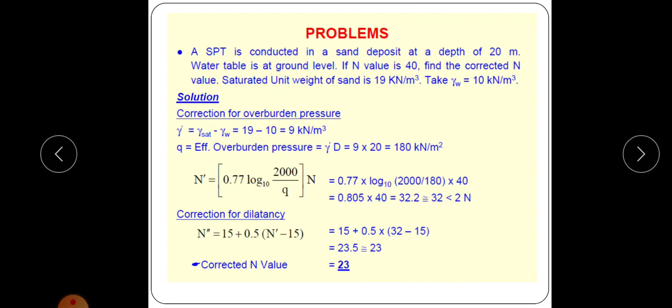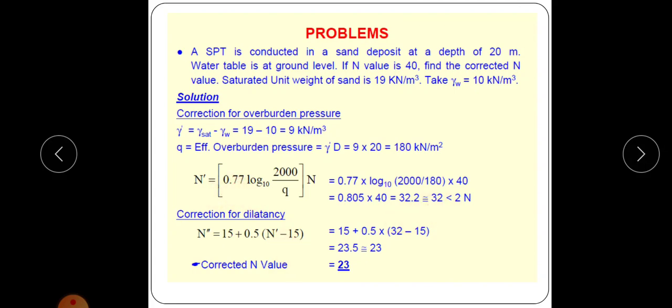Next we have to do the next correction, that is the correction for dilatancy. So we have done the overburden correction. Now our corrected SPT number is 32, and we have to do the correction on this 32, not on this 40. Okay, so it is N double dash. So N double dash we have to calculate based on N dash. So here N dash is 32.